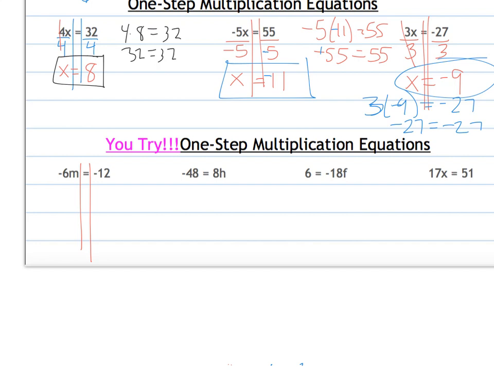Train tracks. Undo multiplication with division because any number divided by itself is 1. Negative 6 divided by 6 is 1. I'm left with 1m. Whatever I do to one side, I have to do to the other. Negative divided by negative is a positive. 12 divided by 6 is 2. Check it.